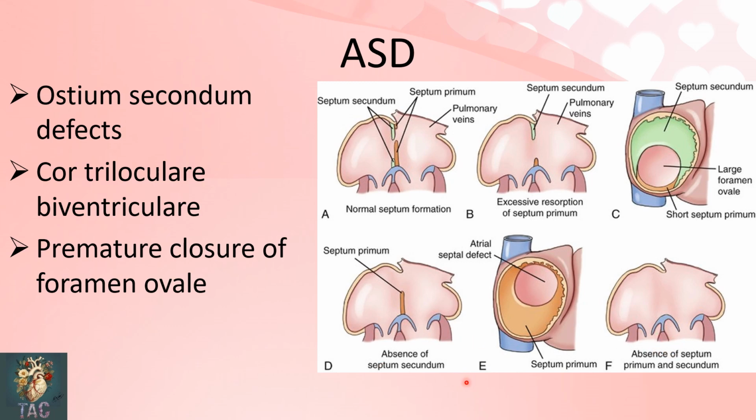Another condition can be absence of the septum secundum as well. Septum primum is present and there is a defect in the interatrial septum because the septum secundum is not forming.